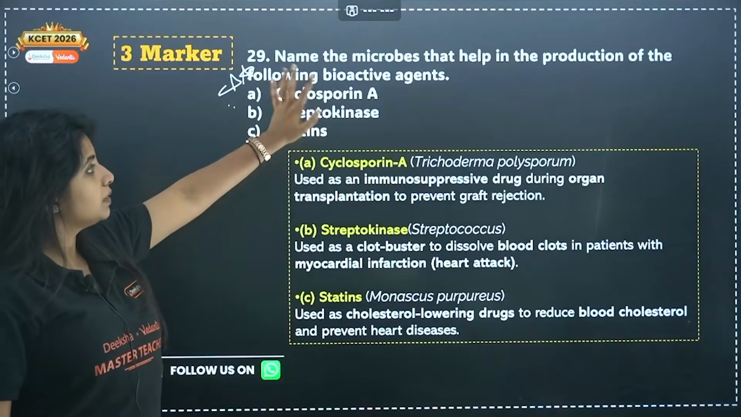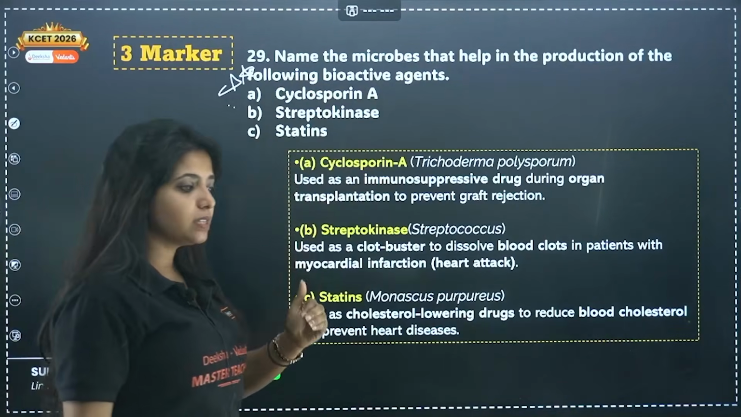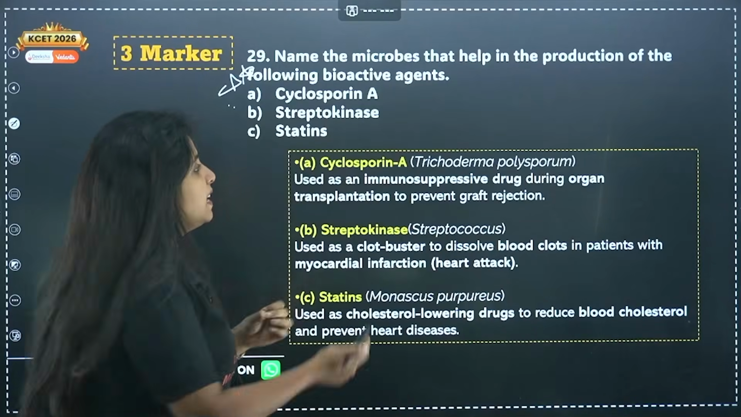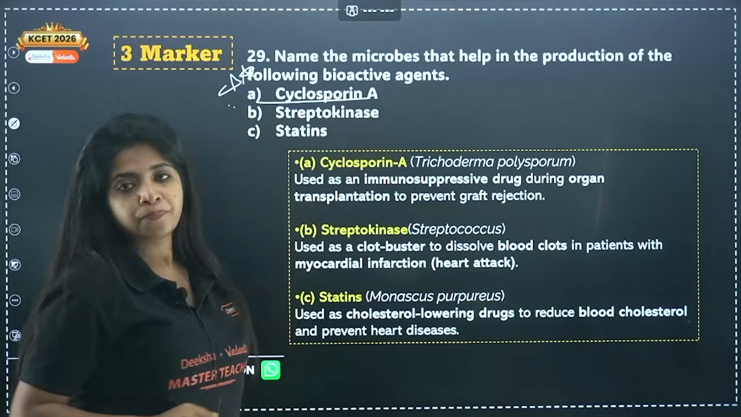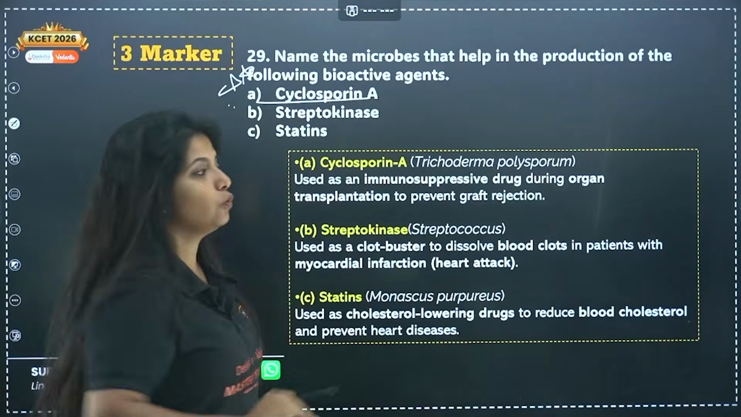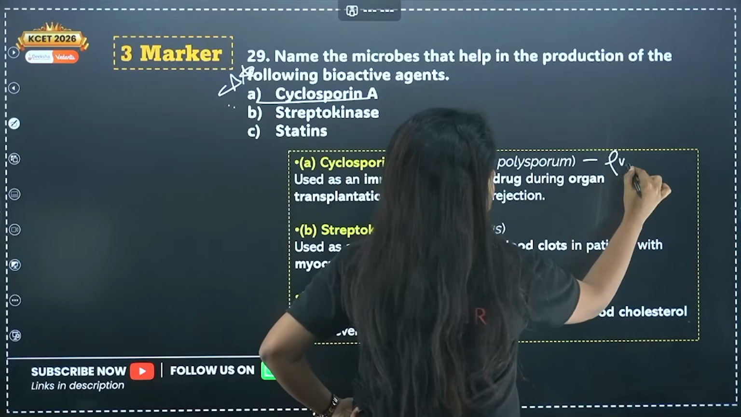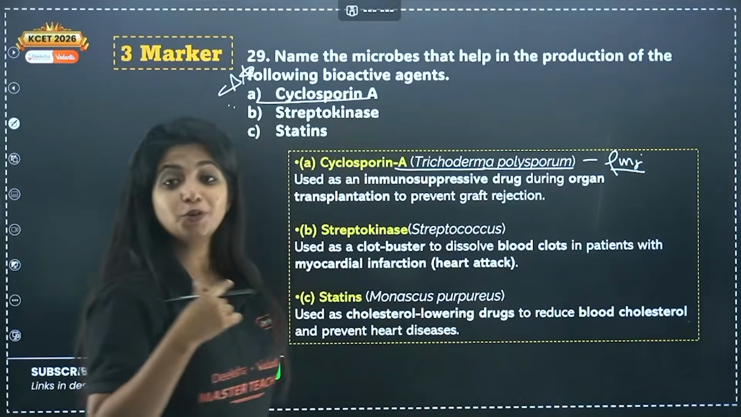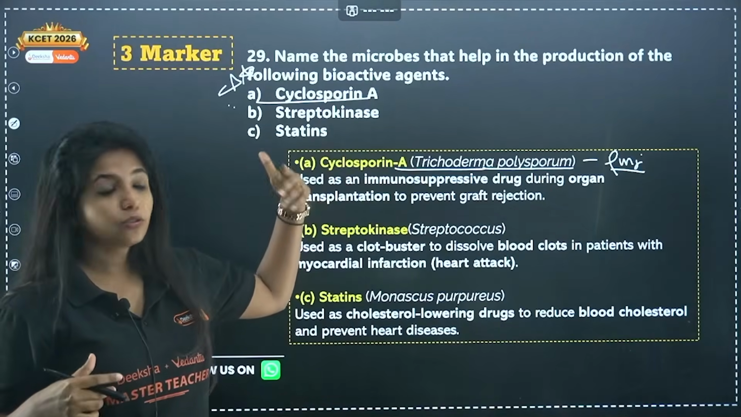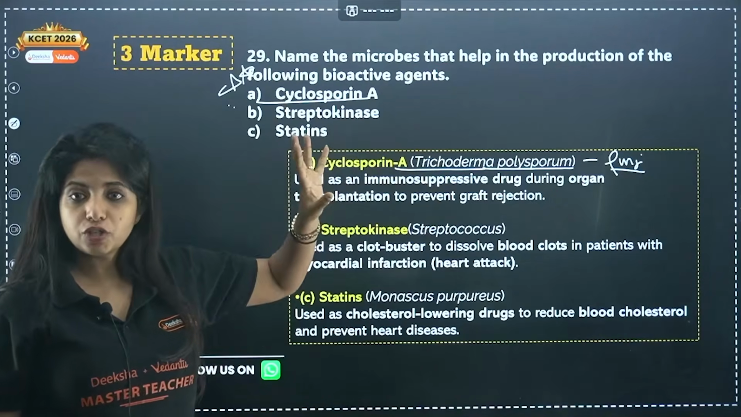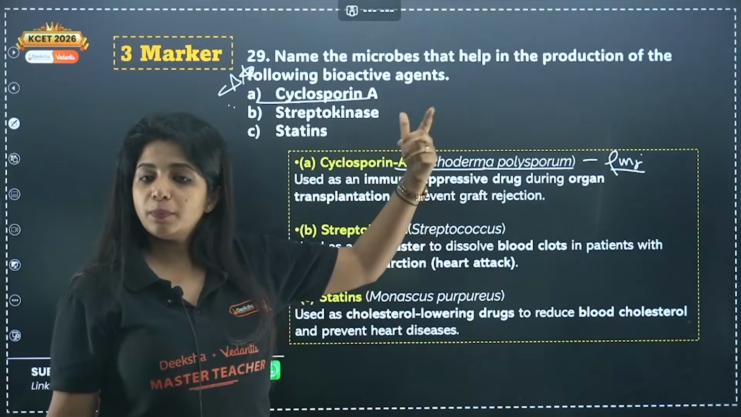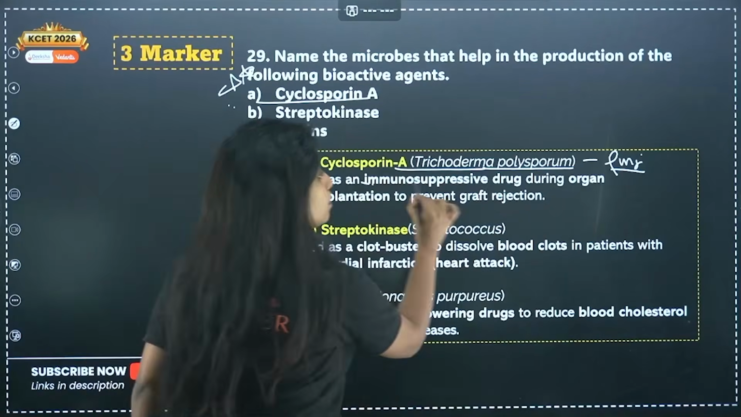So you have to tell that they are bioactive agents. Bioactive agents means they are being used for our own purposes, but you get them from microbes. So cyclosporin A, my dear children, you get it from a fungi. The name of the fungi is Trichoderma polysporum. You have to name them, that is the question. So it can be the name of the fungi and also the function. Cyclosporin A you get from Trichoderma polysporum, and it is used as an immunosuppressive drug.